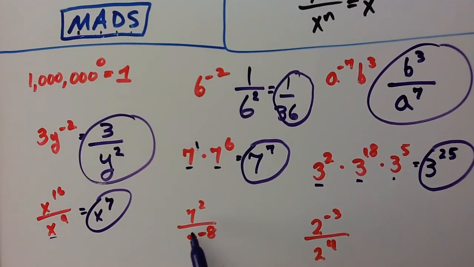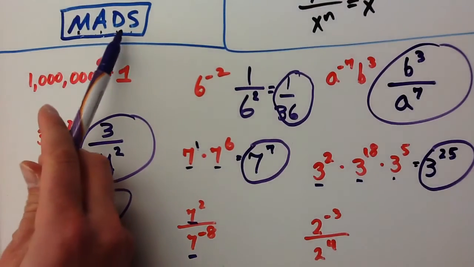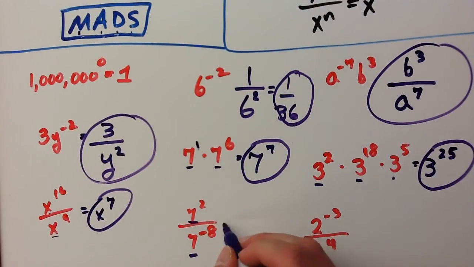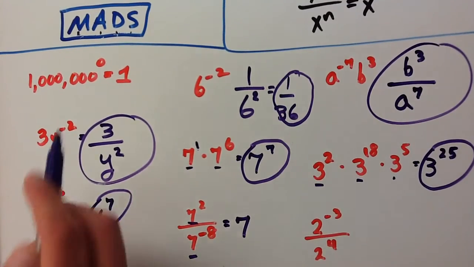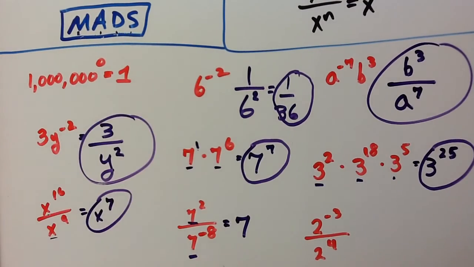Here I have 7 squared divided by 7 to the negative 8. So I'm dividing powers with the same base. The base is 7. I can use MADS. When dividing, I keep the base of 7 and I subtract the exponents. When dividing, you subtract the exponents. So be careful here. This is 2 minus negative 8.